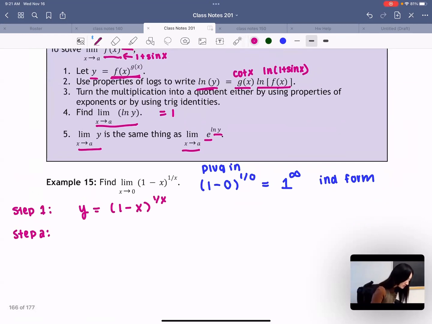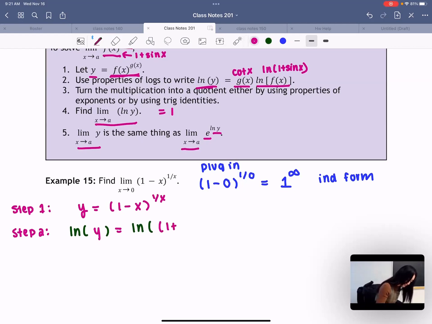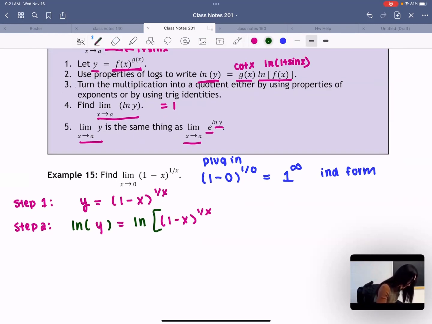Step 2 says use properties of log to write the natural log of y equal to something, okay? So what this step is telling me to do is to take the natural log of both sides, right? So I'm going to do the natural log of y and the natural log of the other thing, the natural log of 1 plus x to the 1 over x. Maybe I should use brackets here. Is it minus? Yep, thanks. 1 minus x saved me some trouble there, to the 1 over x.